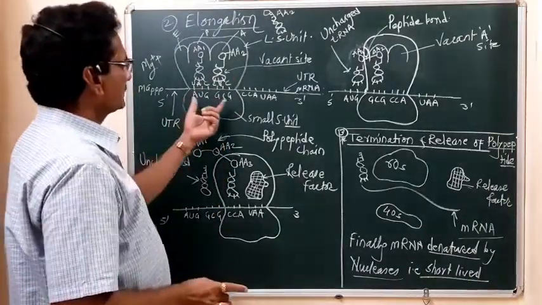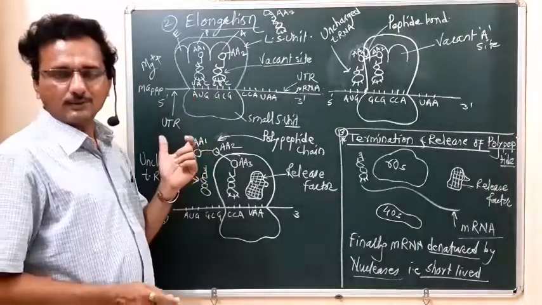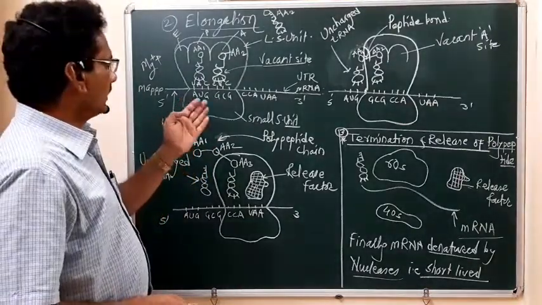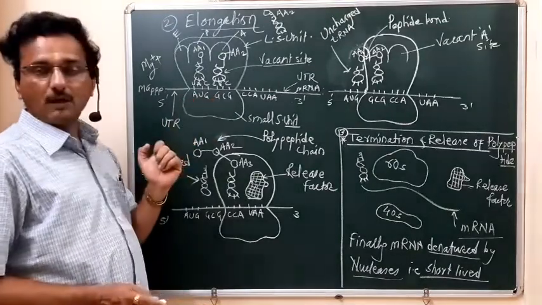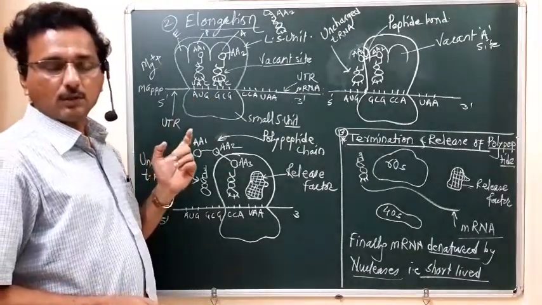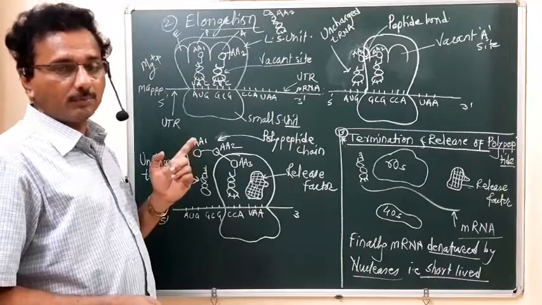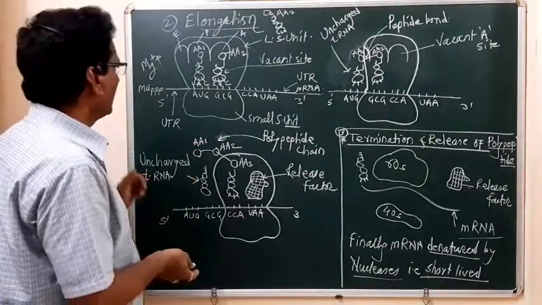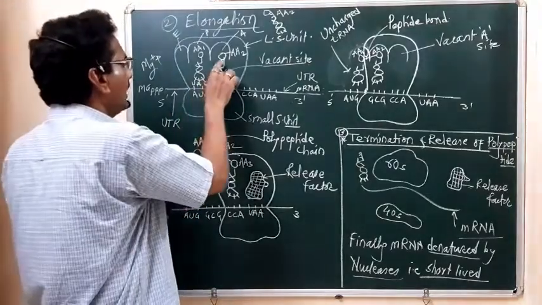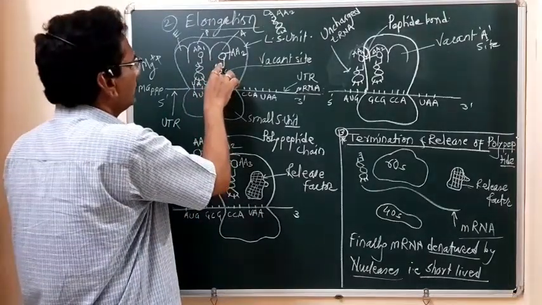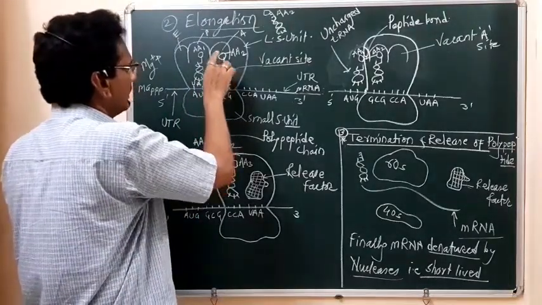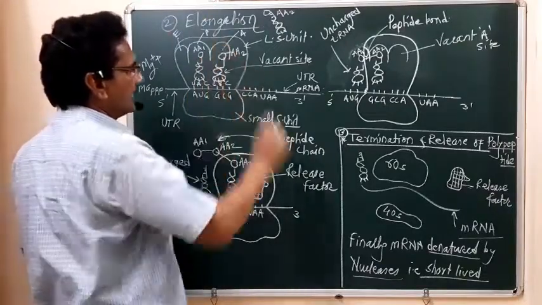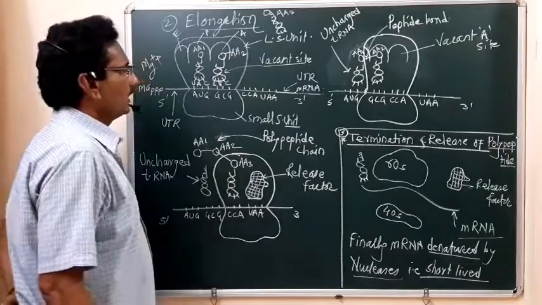So this is the first step, the recognition of codon, and the acceptance of the respective aminoacyl tRNA complex, in the sense charged tRNA molecule. Then after receiving the two complexes, first at the P site and followed by the A site, then what happens, student?